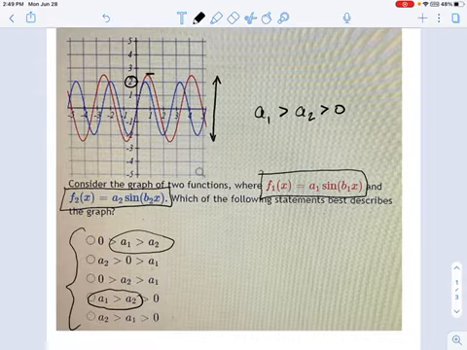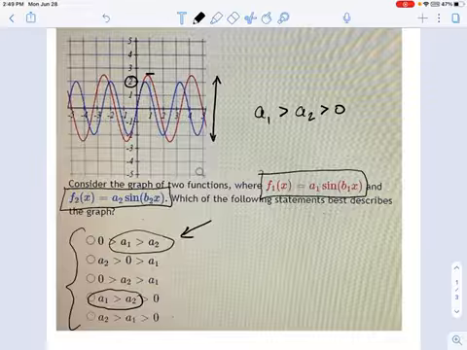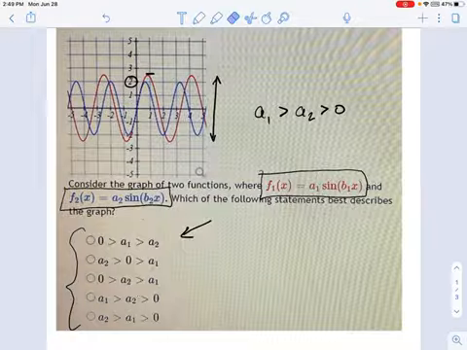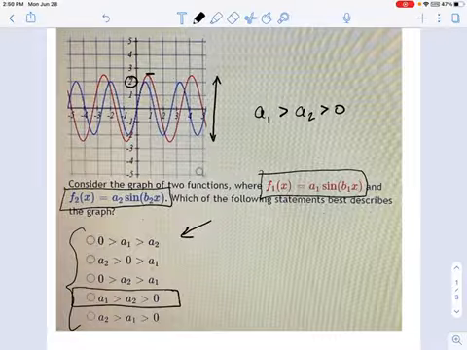So if you look down at this list of choices, only one of them is actually bigger than 0. This one right here, A1 is bigger than A2, but it looks like they're both less than 0. They're negative amplitudes. That doesn't make any sense. Our only answer that makes any sense here is this one right here. A1 is bigger than A2, and they're both bigger than 0.